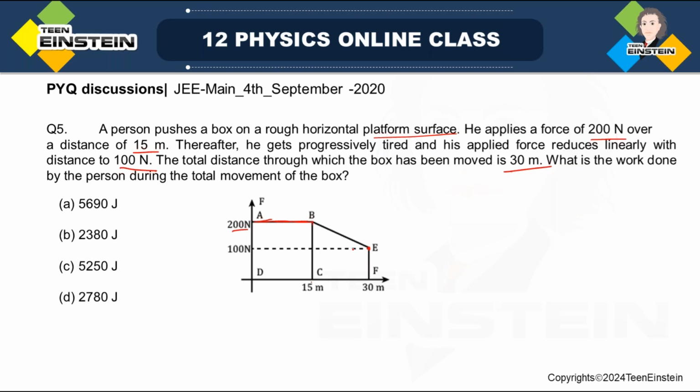So here, to find out the total work done during this journey of the person, I have to find out the area under this. The total work done will be the area under the F-D curve. So work done will be the area under the F-D curve.